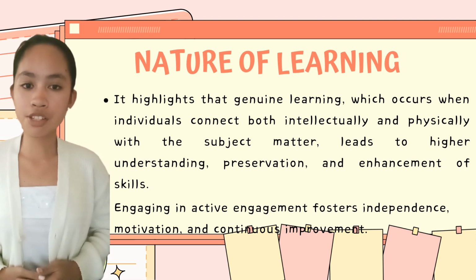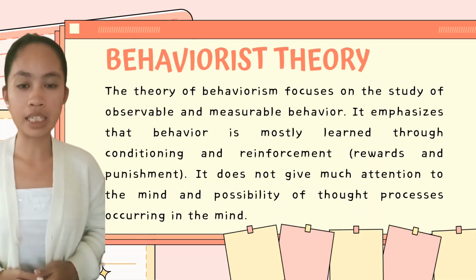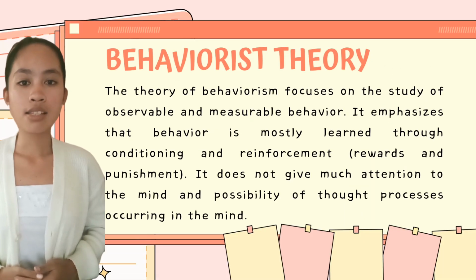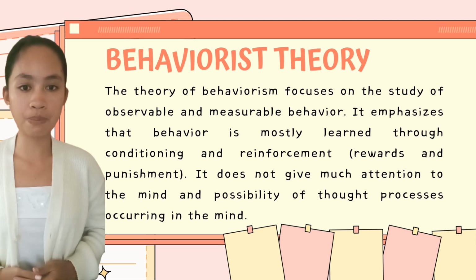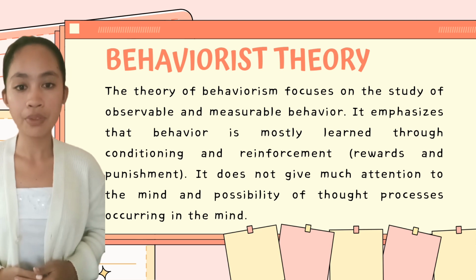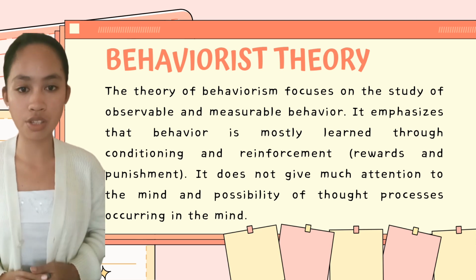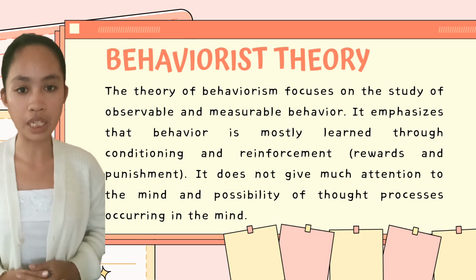Now, let's talk about the different theories of learning. First is the behaviorist theory. This theory says that behavior is shaped by rewards, punishments, and repetition, not by thoughts or feelings. So, for further explanation, here are the characteristics of behaviorist theory.